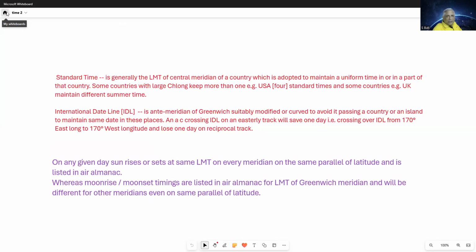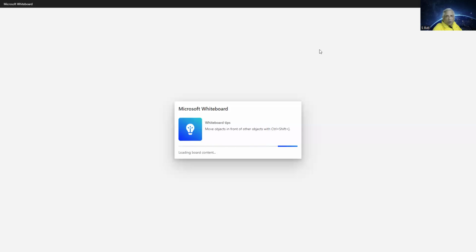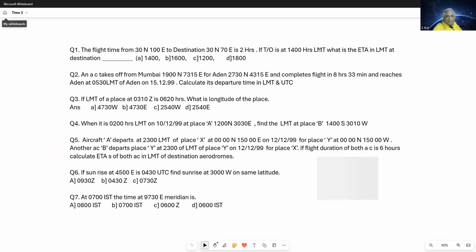Next, keeping these in mind, here are some numericals for you to solve. I have given you 7 different numericals, and think over each numerical. Don't be in a hurry. And when your brain lights up, yes, I'm ready with the answer.